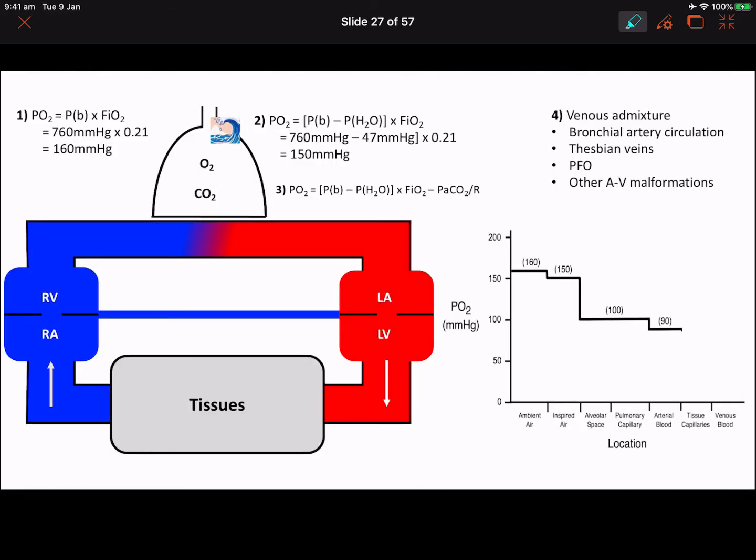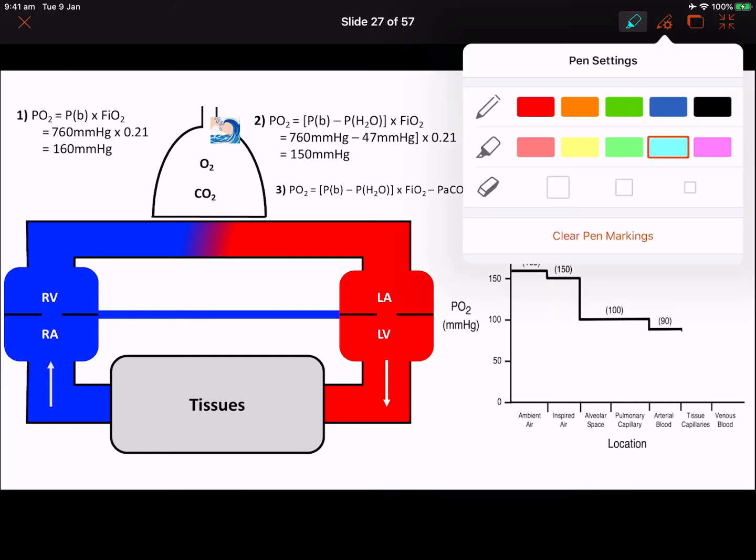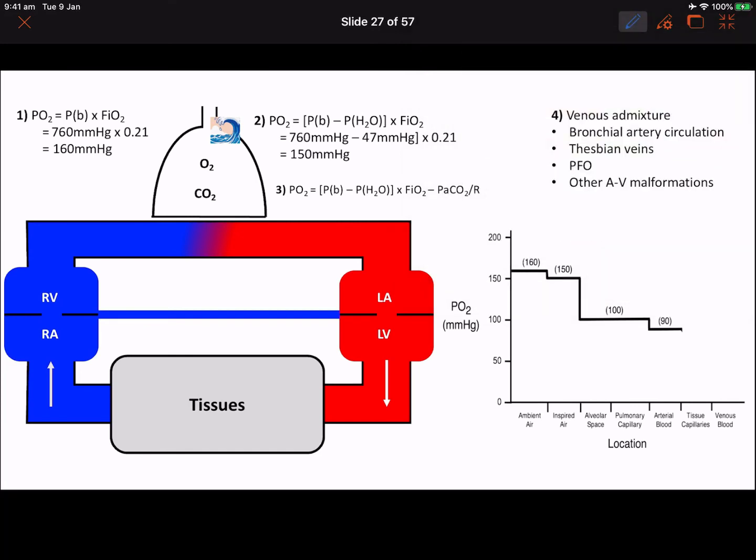So, as the oxygen enters, I'll just change the pen again, sorry. As the oxygen enters through the atmosphere at 166 millimeters of mercury, then it becomes inspired and humidified, and we drop to 150. I hope that makes sense. Then gas exchange occurs, it's diluted, and becomes 100 millimeters of mercury. Remember that there is no downstep in oxygen as the oxygen goes into the pulmonary capillary. The diffusion barrier is so small, as witnessed by the previous electron micrograph.